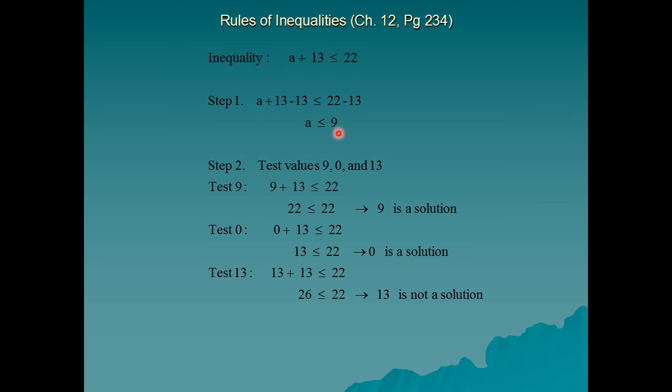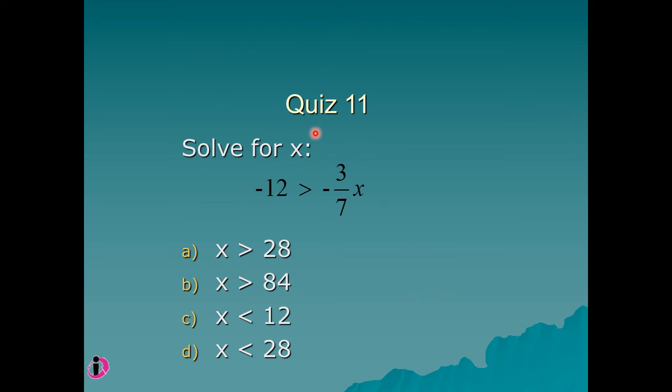We just tried to see. So an inequality actually gives you a range, right? Because if you plug in any value less than 9 or equal to 9, this inequality will be true. Let's try another example here.